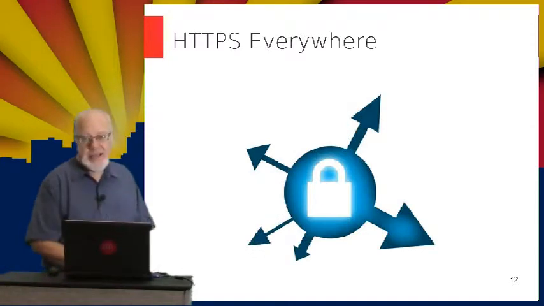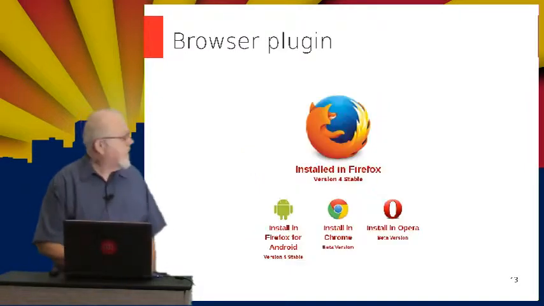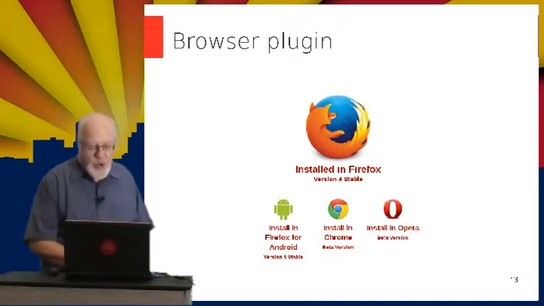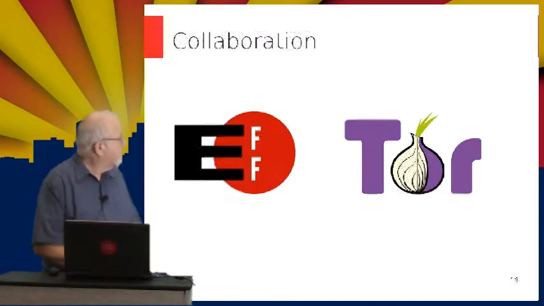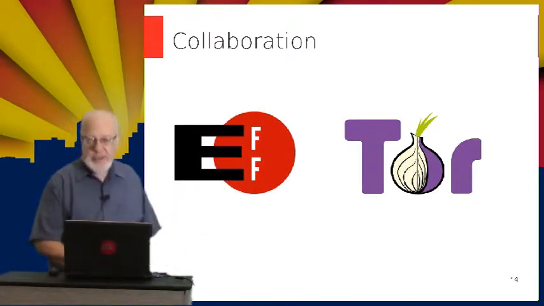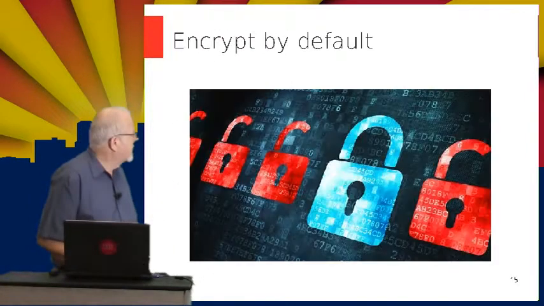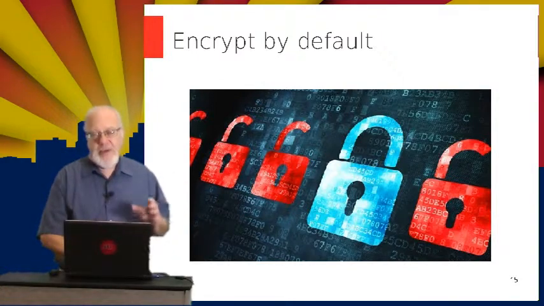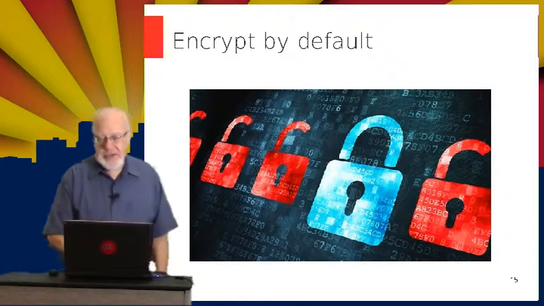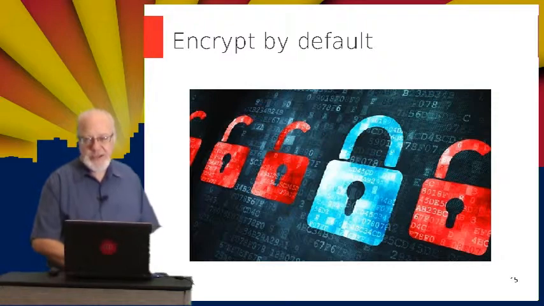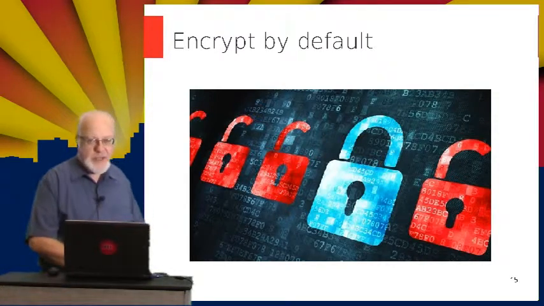So we'll first look at HTTPS Everywhere. This is a very simple plugin. It's available for most of the popular browsers. When you install that plugin, and it comes from the Electronic Frontier Foundation in cooperation with the Tor project, it by default gives you the encrypted version of a web page if that version is available. So it's going to always attempt to give you the HTTPS page, that is, with an encrypted connection.